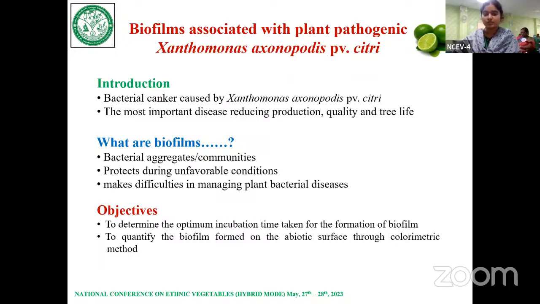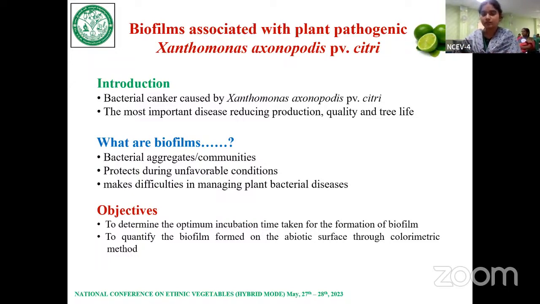And mostly it is due to the formation of aggressive bacterial strains. Among the factors, biofilm is the major one, which develops aggressive, virulent bacterial strains. These biofilms are structural communities of bacteria that act as survival factors and protect bacteria from unfavorable conditions, such as antibiotic resistance.